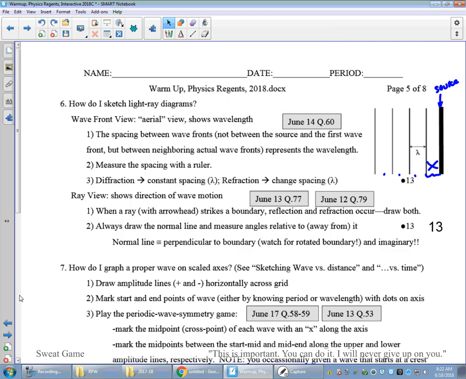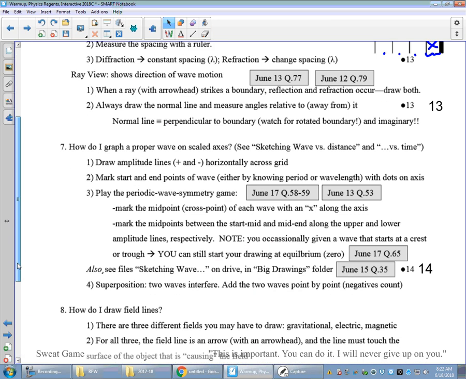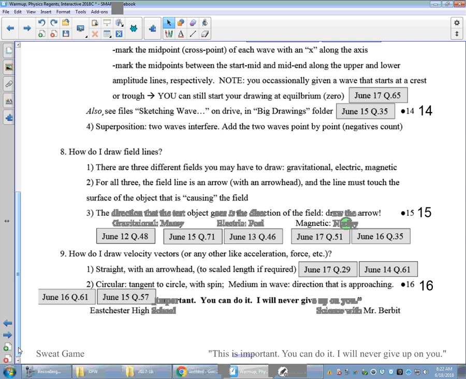Okay, almost done. The last section of pencil game. How do I draw a velocity vector here? Or any other vector, like acceleration, force. Well, of course, it has to be straight with an arrowhead. Be careful. Make sure it's the right length. Do not put a sloppy arrowhead on there. Sometimes you have to scale it. But even if you don't, even if it's just scratch work, try to make it roughly to scale.